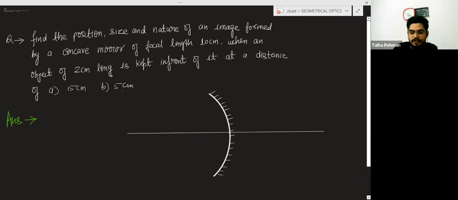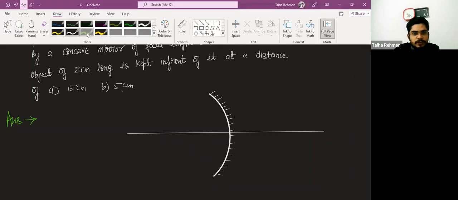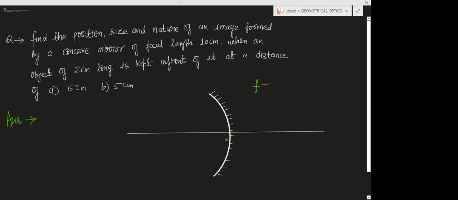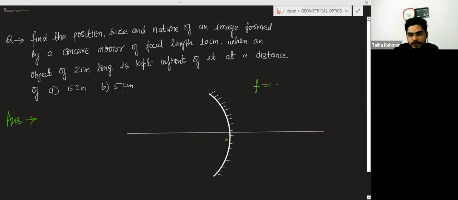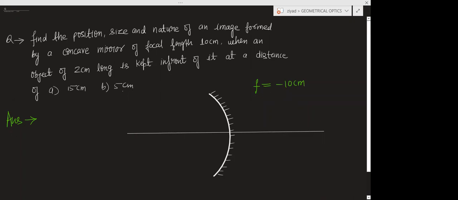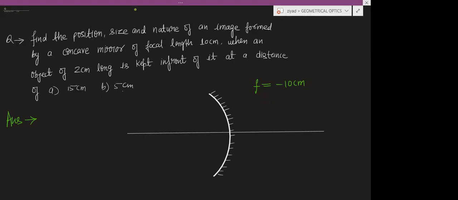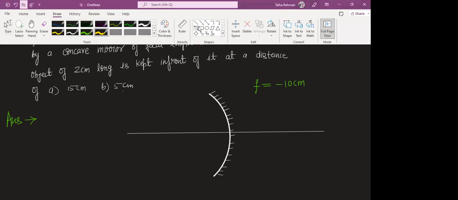And focal length is given. What is the value of the focal length? The focal length is 10 centimeters. So of this mirror, the focal length is 10 centimeter. Small f is equal to 10 centimeter. So we will take minus 10 centimeter because I have told you for the concave mirror, the focal length we take negative. The height of the object is given and the object is placed at 15 centimeter from the pole.